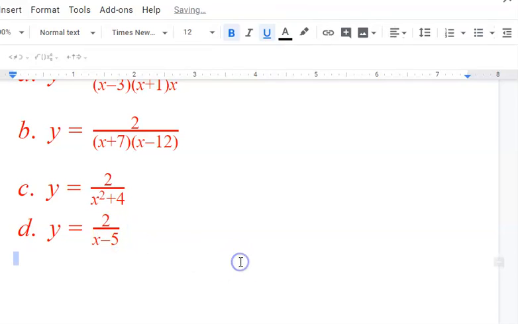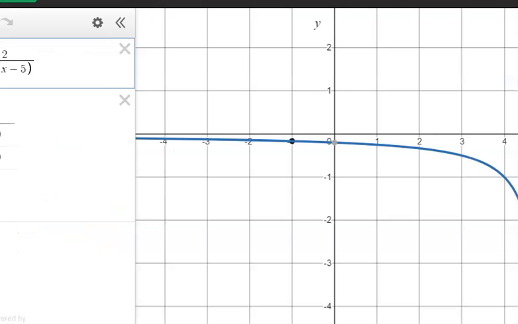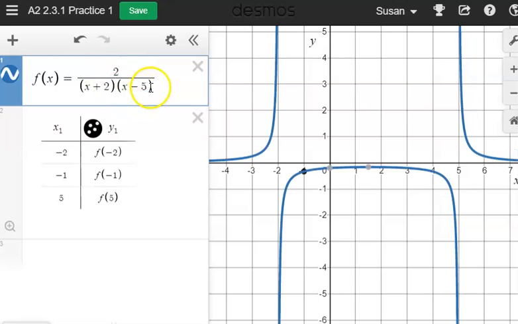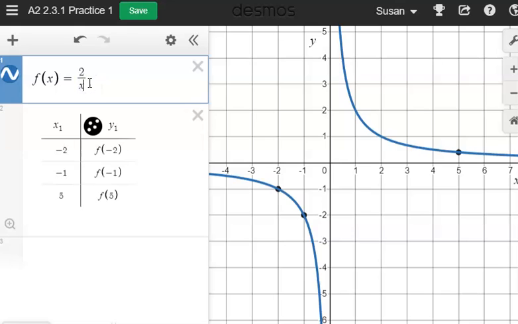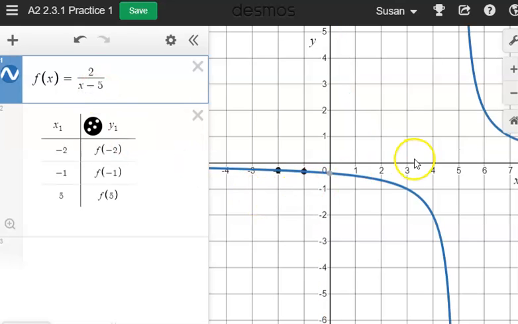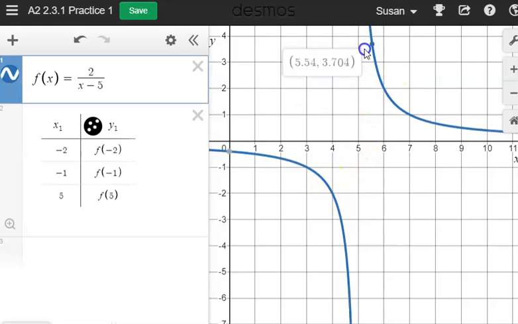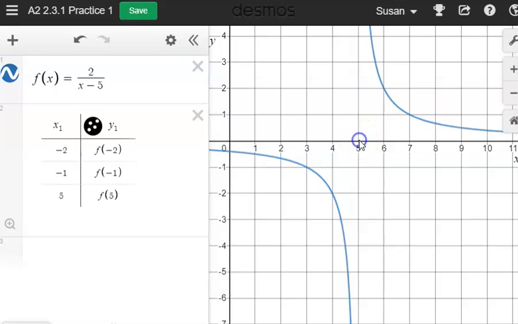There we go. I've got y equals 2 over x minus 5. Let's verify with Desmos. So I'm going to go back and put in 2 over x minus 5. Okay. Well, it looks like I have a vertical asymptote at 5. These values are getting close to 5, but they'll never reach 5. Okay.